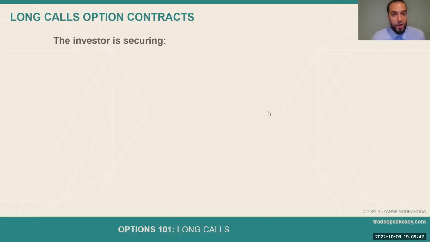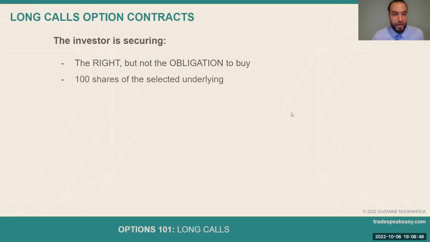When you buy a long call option, the investor is securing the right but not the obligation to buy 100 shares of the selected underlying. So that means that when you select your long call, you're determining a price that you have the right to purchase those shares at, at expiration.